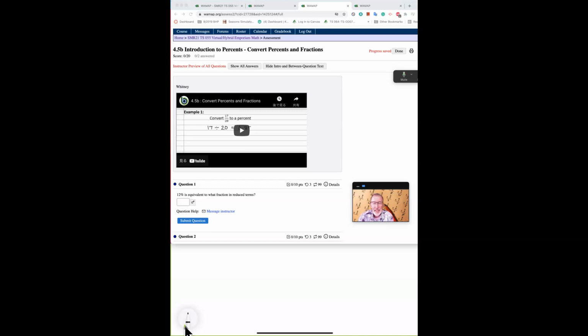Hello everybody. Today we're going to take a look at Unit 4.5b, Introduction to Percents. This time we're going to be converting between percents and fractions. So in the previous lesson I mentioned how converting between percents and decimals can be similar to converting a fraction to a decimal. So we'll see how that works today.